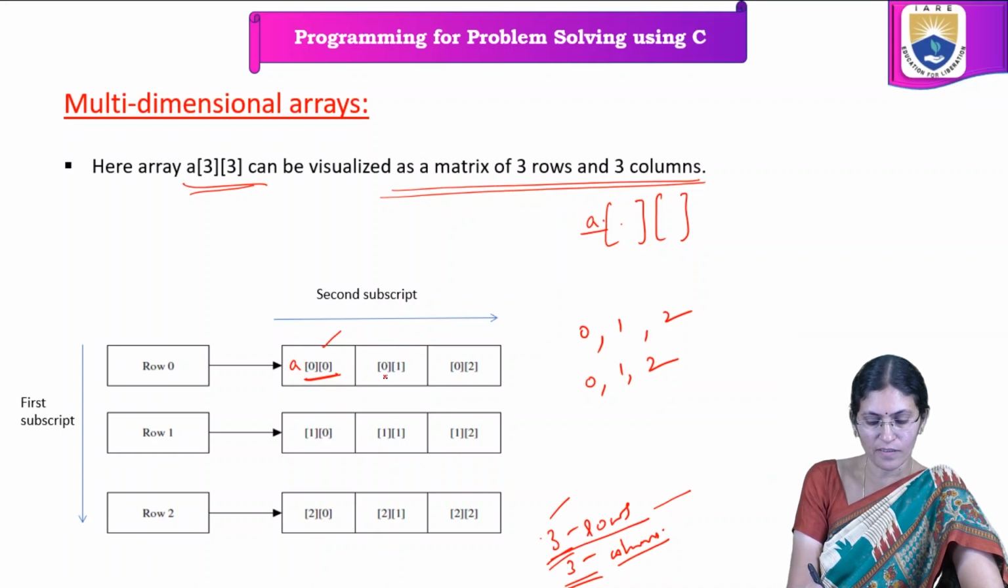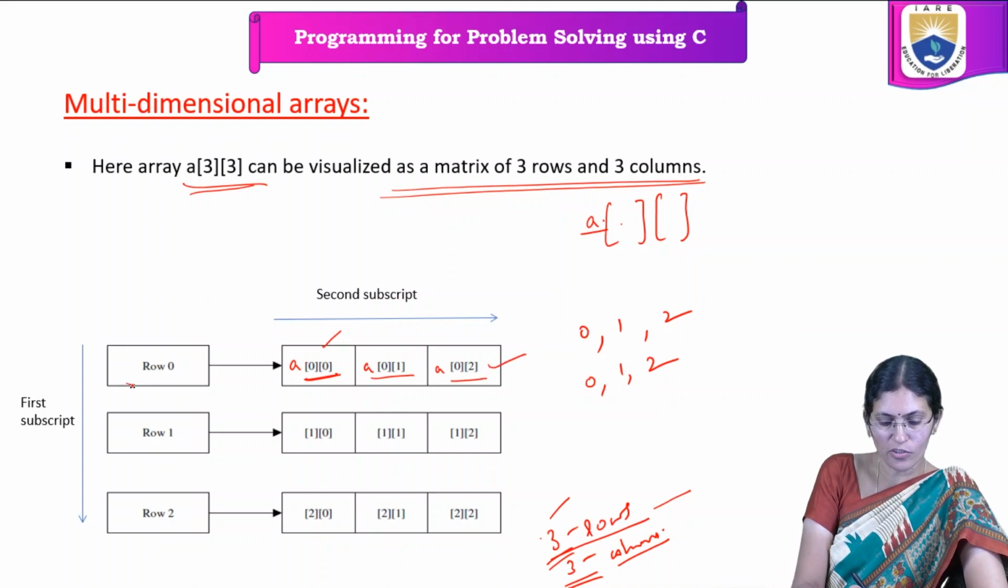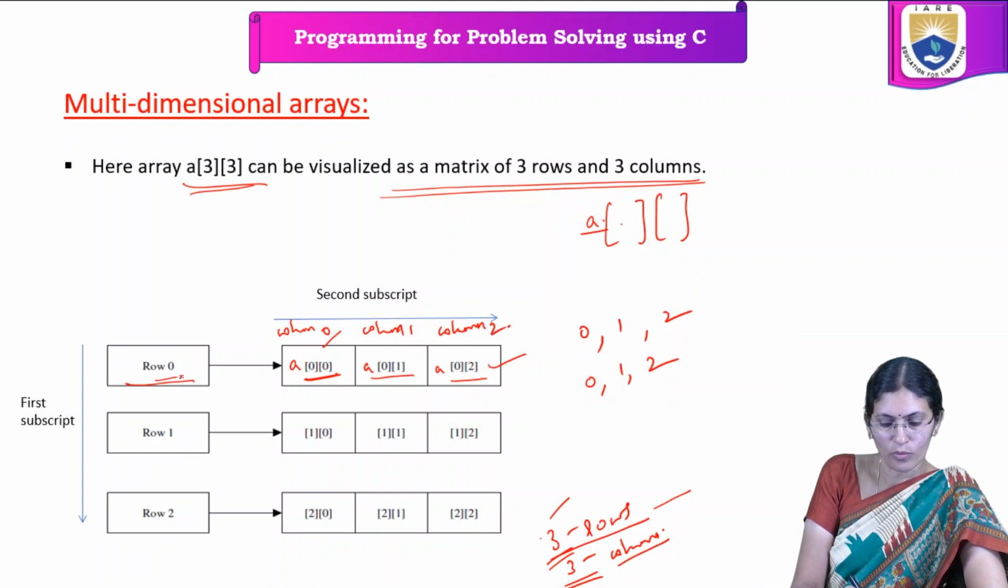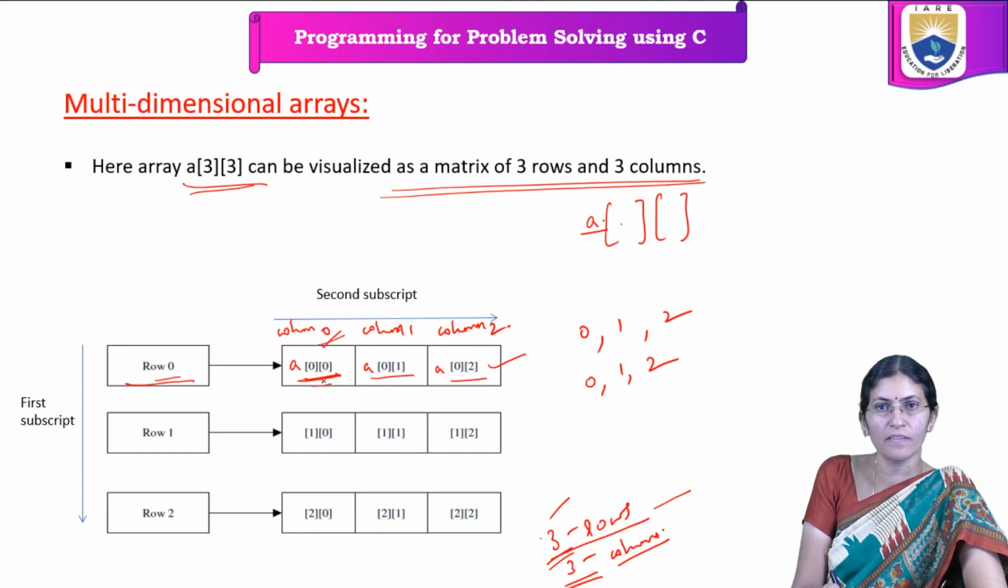So in order to access the second element, we have A of 0, 1, and so on, A of 0, 2. This refers to the third element. So in the first row, in order to access the elements of the first row, this is column 0, this is column 1, and this one is column 2. So row 0, column 0 element is A of 0, 0. Row 0, column 1 is A of 0, 1. Row 0, column 2 is A of 0, 2.